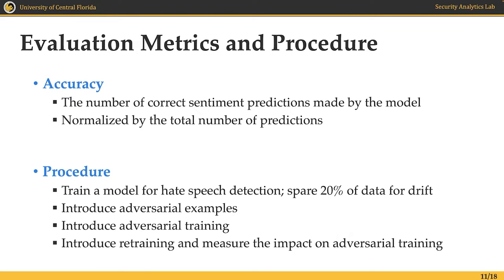The procedure that we follow for our evaluation is that we train a model for hate speech detection. We set aside 20% of the data for drift evaluation, which is what we will eventually be using. We introduce adversarial examples to look into the accuracy, and then introduce adversarial training and look into the accuracy. Hopefully that will improve the detection of adversarial examples, and that is the basic logic. Then we introduce a retraining of the model to measure the impact on adversarial training.